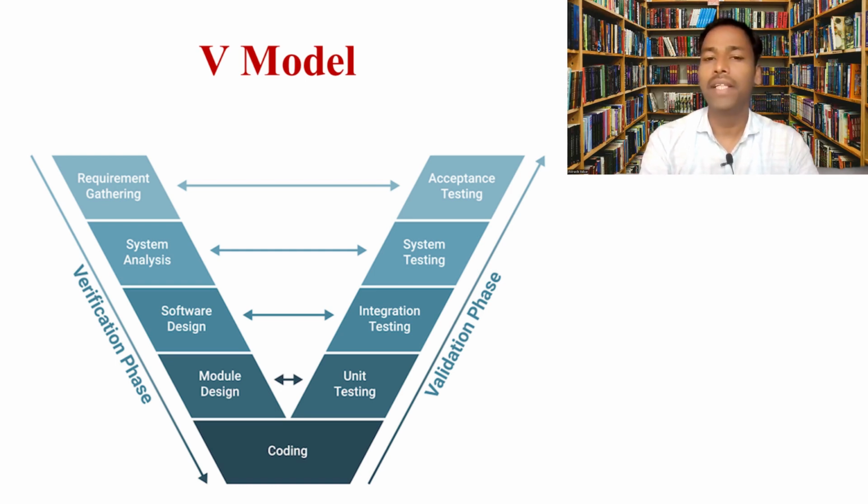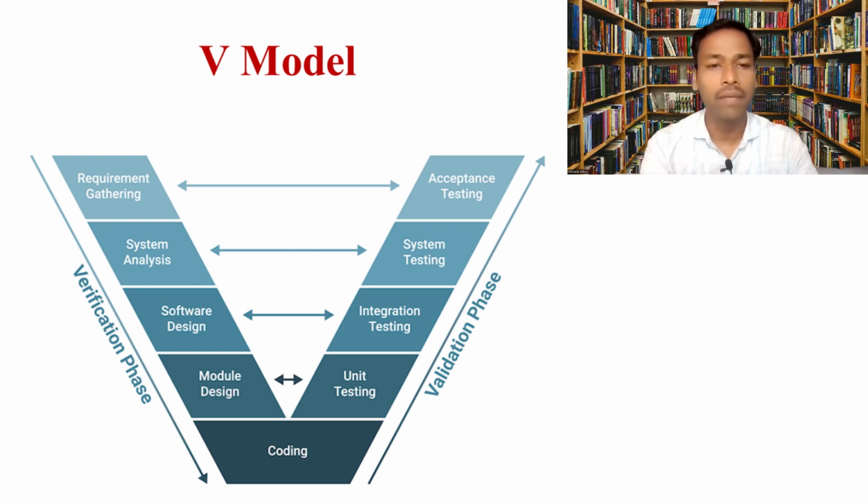The next testing will be system testing, which corresponds to the system analysis. You should check whether the whole system is working properly or not. You should check whether the whole system, including multiple different modules and the interaction between the modules, is working fine according to the requirements and the design level. That will be done in system testing.